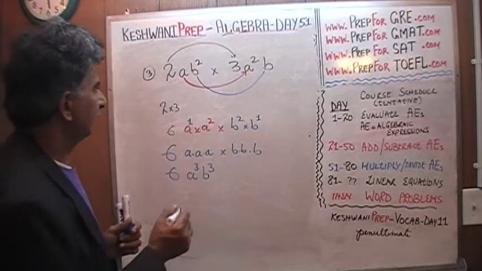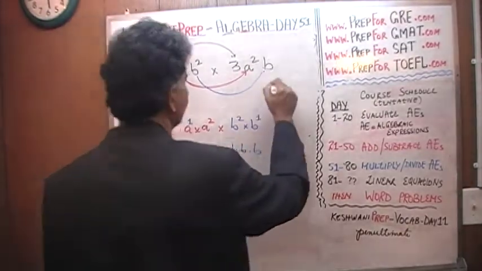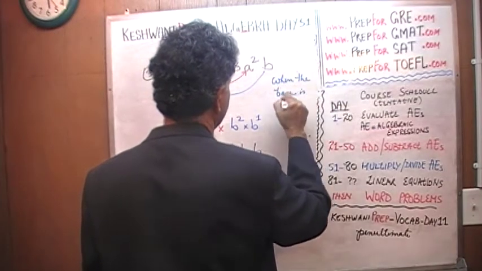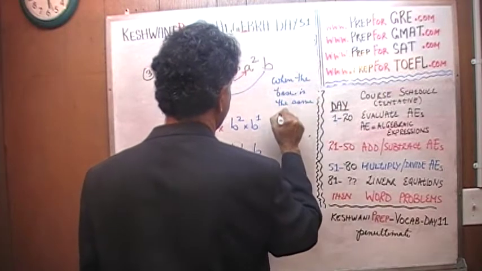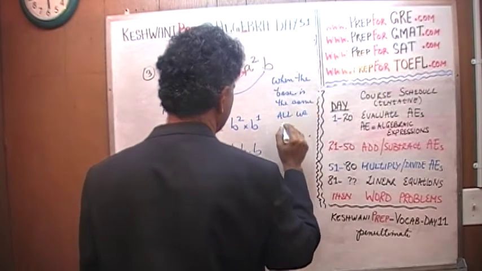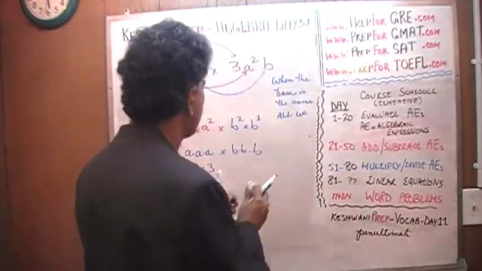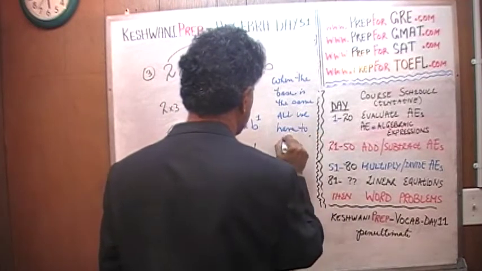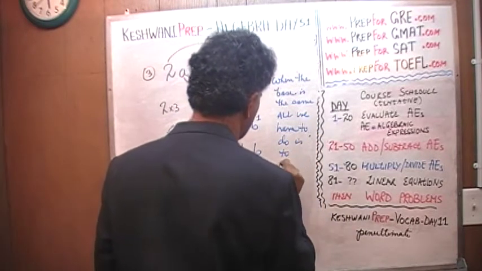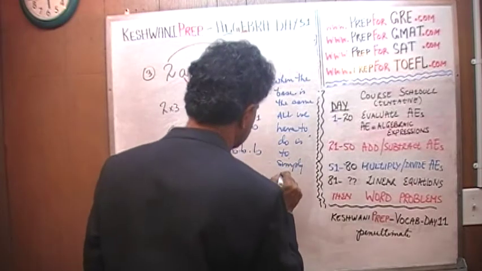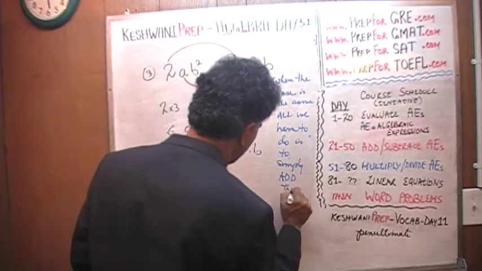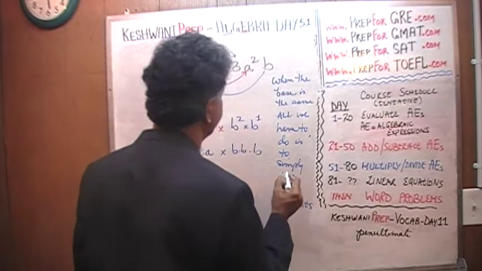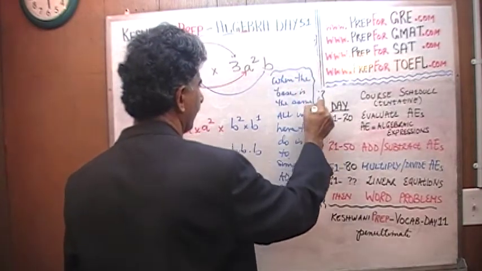When the base is the same, all we have to do is to simply add exponents. Voila. We'll leave it here.